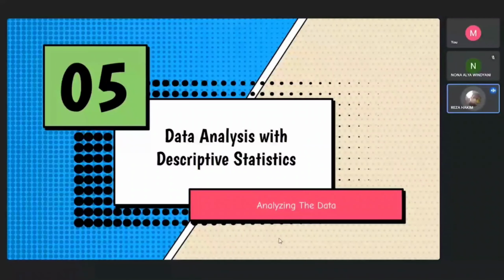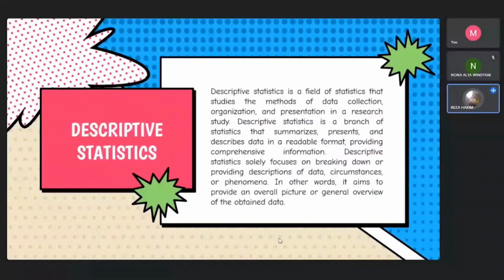Okay, I will continue the materials from this slide, and we will discuss data analysis with descriptive statistics. Descriptive statistics is a field of statistics that studies the methods of data collection, organization, and presentation in a research study. It is a branch of statistics that summarizes, presents, and describes the data in a readable format, providing comprehensive information. Descriptive statistics solely focus on breaking down or describing data, circumstances, and/or phenomena. In other words, it aims to provide an overall picture or general overview of the obtained data.